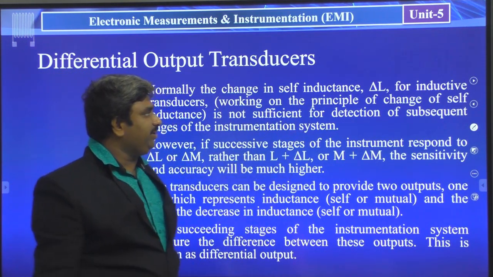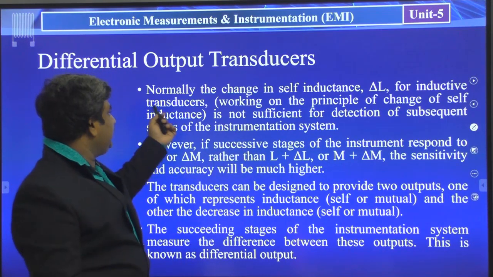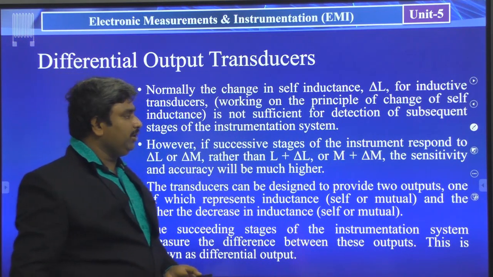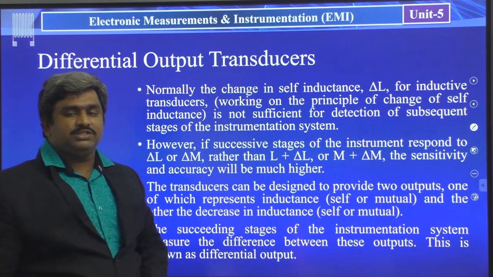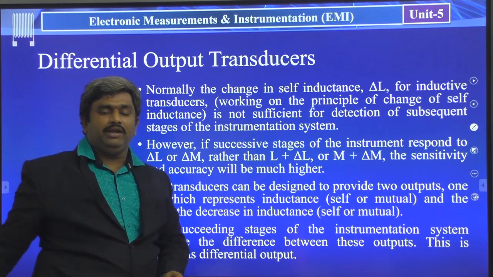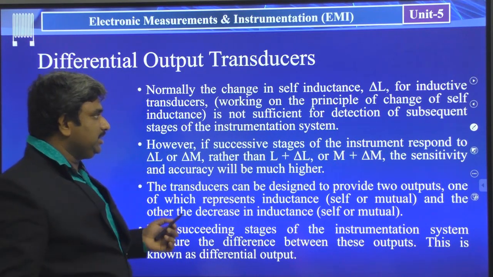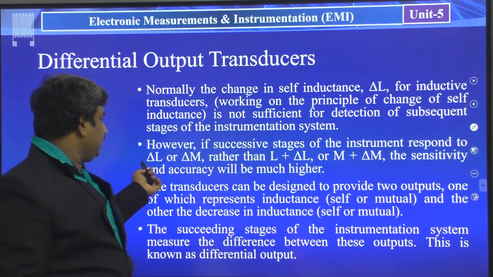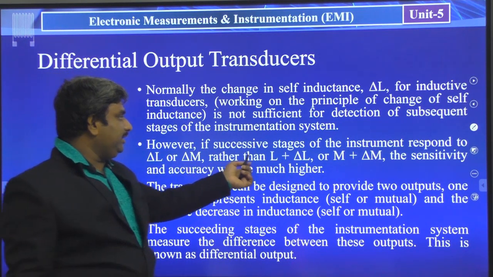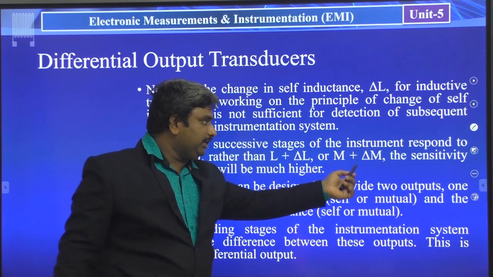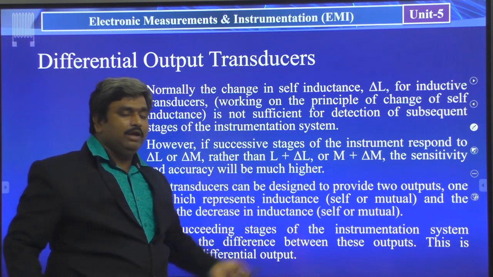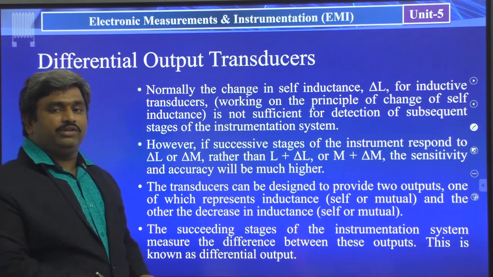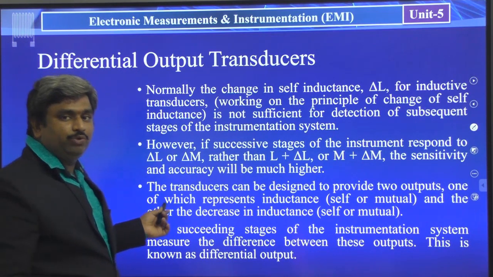Normally, the change in the self-inductance, that is delta L, for inductive transducers is not sufficient for detection by subsequent stages of the instrumentation system. We have to take some other parameters also. However, if the successive stages in the instrument respond to delta L or delta M rather than L plus delta L or M plus delta M, the sensitivity and accuracy will be much higher. So we have to produce very high sensitivity and accuracy. For that reason we are using differential inductive type transducers.